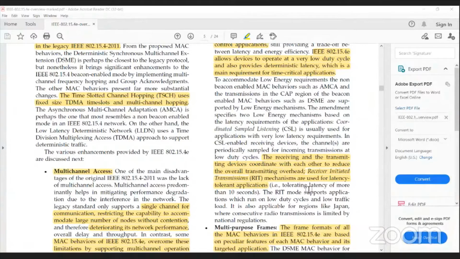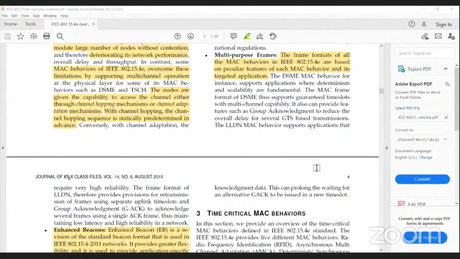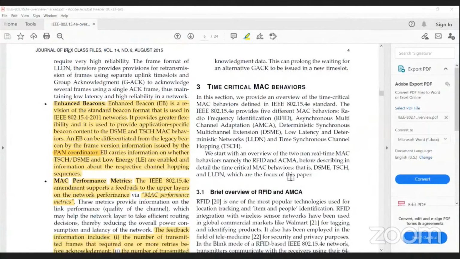Now, multi-purpose frames. This is amazing again. The frame formats of all the MAC behaviors in 15.4e are based on peculiar features of the MAC behavior and its targeted applications. So you have DSME doing it in one way, TSCH doing it in another way, and so on. So that's very, very important.